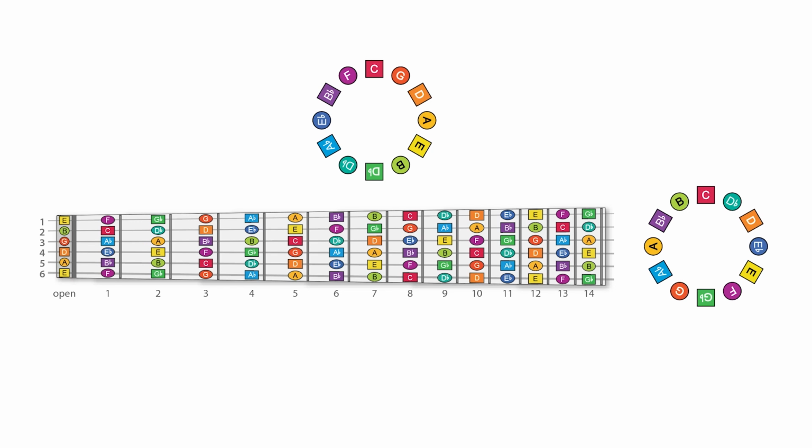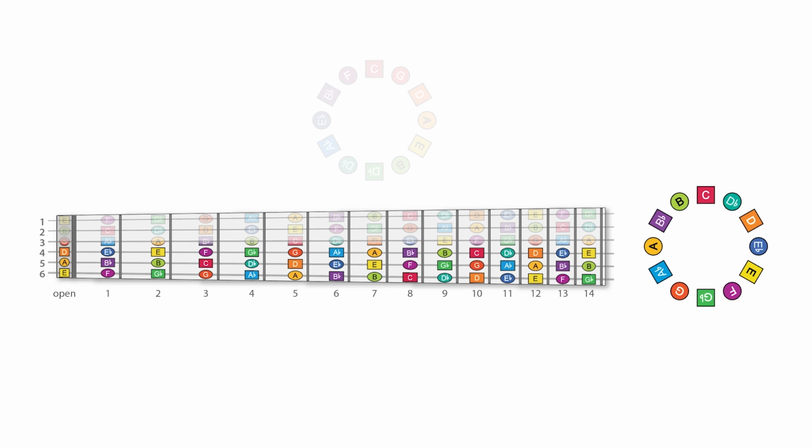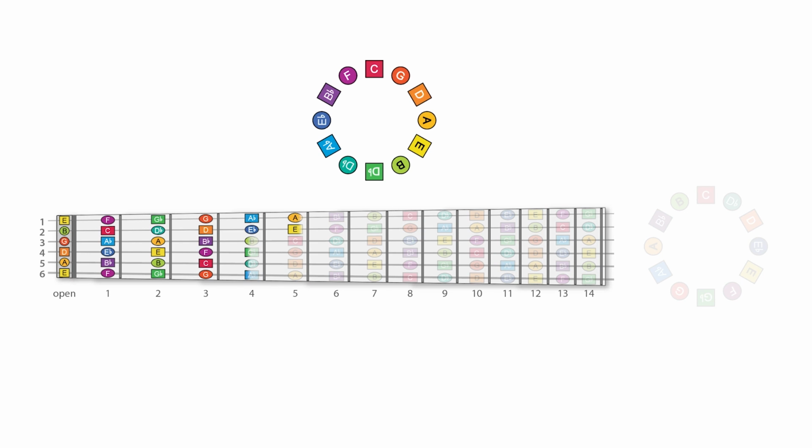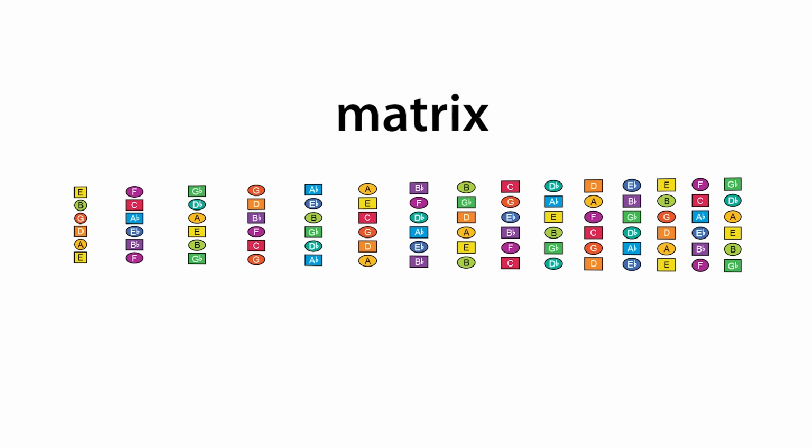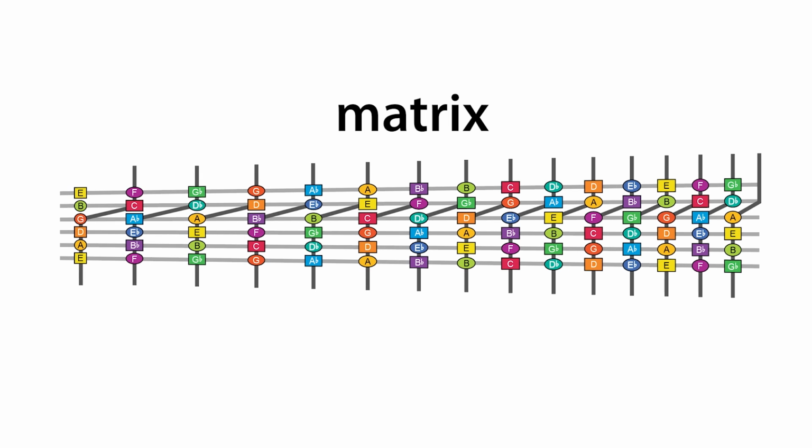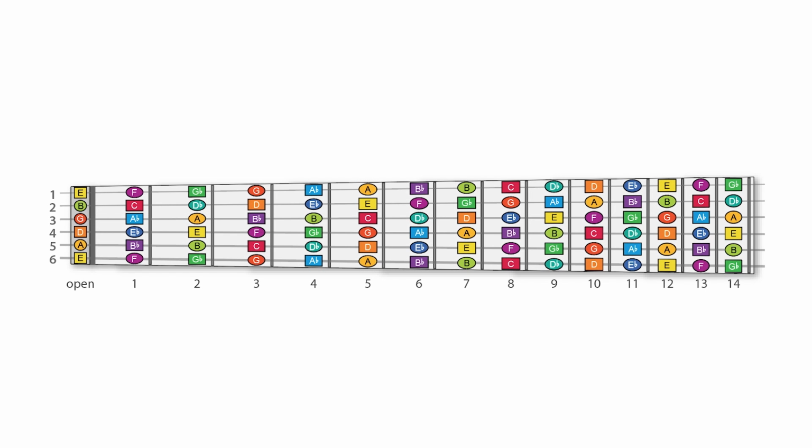And this is why the notes are laid out like they are on the guitar, because it basically sits at the intersection of both the chromatic scale and the circle of fifths, as a kind of interlaced matrix between these two patterns, which makes it perfect for playing chords.